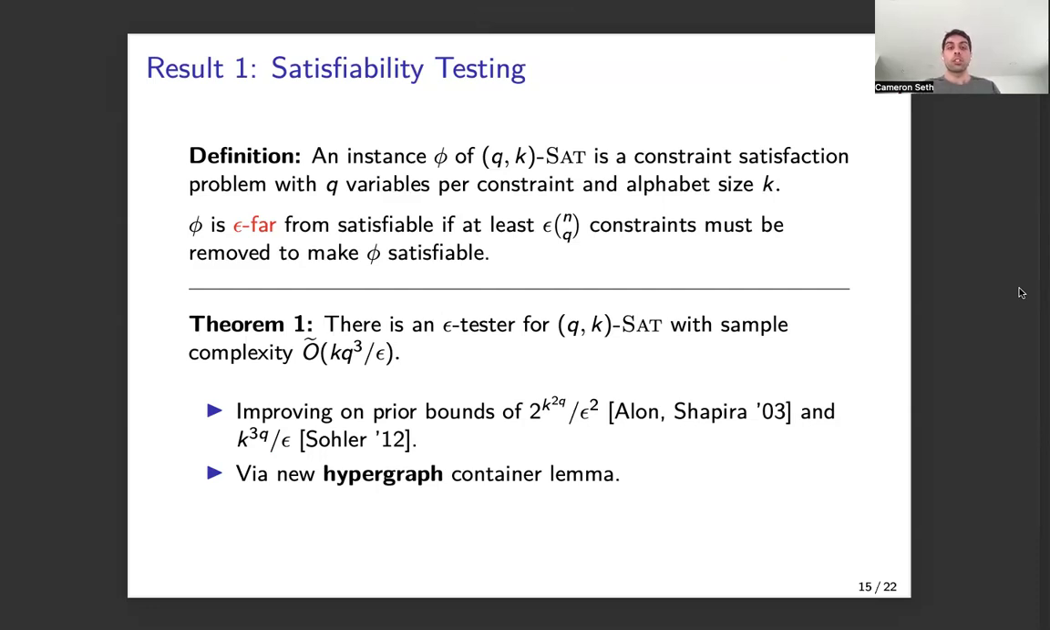And our theorem says that there's an epsilon tester for the satisfiability property with sample complexity kq cubed over epsilon. So in particular, this shows that we can use the container method to give a testing bound for a problem that is not on graphs. In particular, we use a new hypergraph container lemma to prove this. And I'll note here that when we talk about sample complexity for these types of testers, this is a tester that takes a random sample of variables and checks to see if there's an assignment to these variables that does not falsify any constraints.